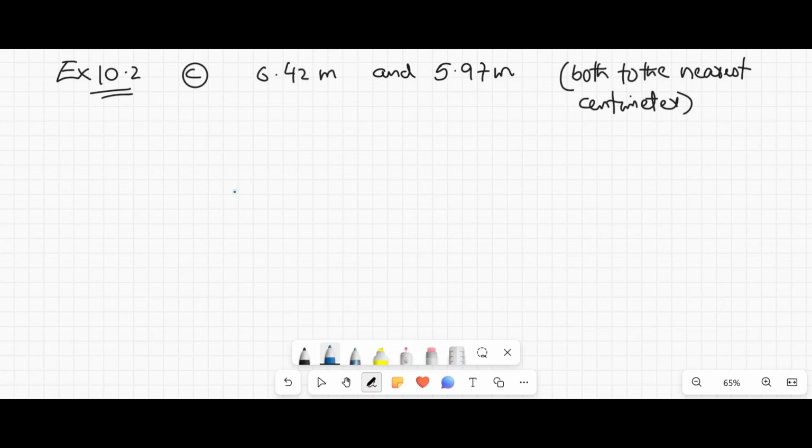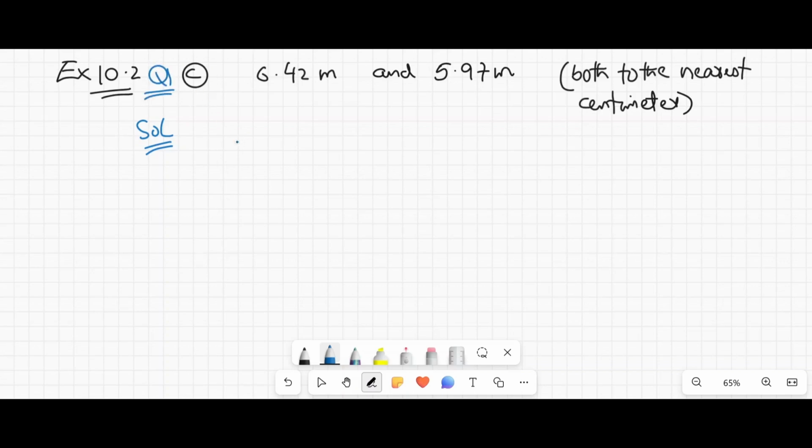So the numbers are in meters. First, we will convert these numbers. So the solution is the same. So we have to find the upper bound of a sum. So this is also from question number 1, same question.